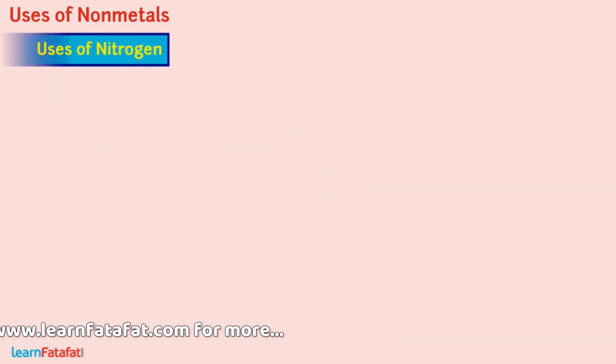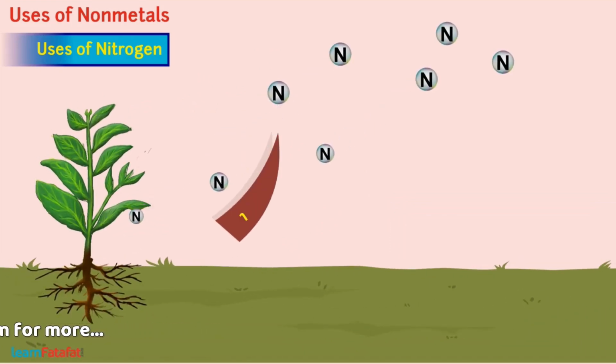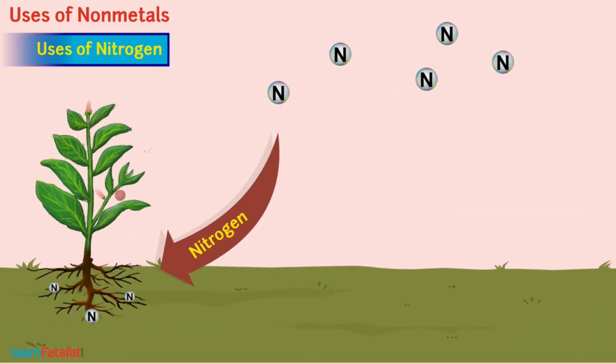Uses of nitrogen. Nitrogen is essential for plants to prepare their food.